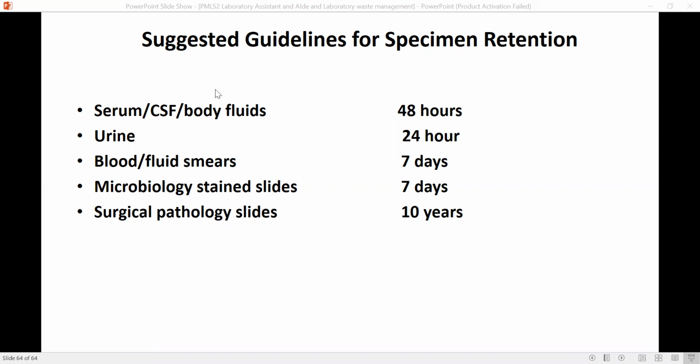Okay, it can be refrigeration. No? That depends on the specimen. Okay, 48 hours before you discard. Okay, for the urine, 24 hours lang, no? Discard na siya. Okay, and then the body fluid smear sa slide. Okay, so 7 days before disposal. Okay, bago mo itapon. No? Okay, and the microbiology stain slide, 7 days before you discard.